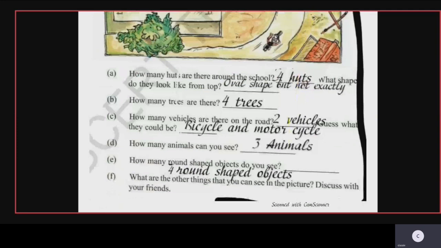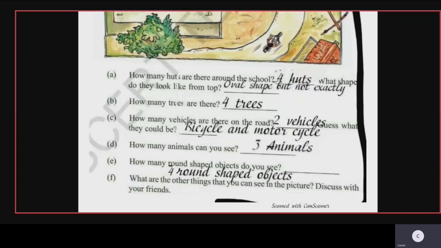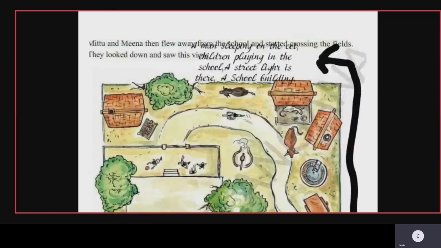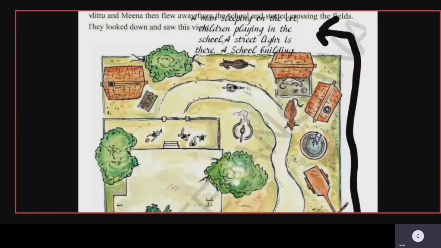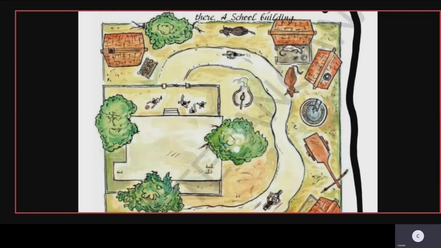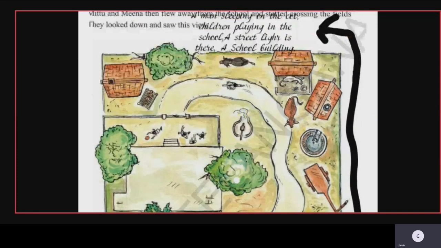The next question, what are the other things that you can see in the picture? Discuss with your friends. So this answer I have written on the top, children. So what is the answer here? Next, apart from those all things, what things can you see in the picture? Okay, a man sleeping on the cot. You can see beside a hut, the first hut, there is a man sleeping on the cot. Then children are playing in the school. Okay, that type of question is also not asked. And one more thing you can see is a street light. Yes or no? You can see a street light here. Yes, children. Then next, a school building. Okay, these all things you can observe apart from the questions which are asked in this.